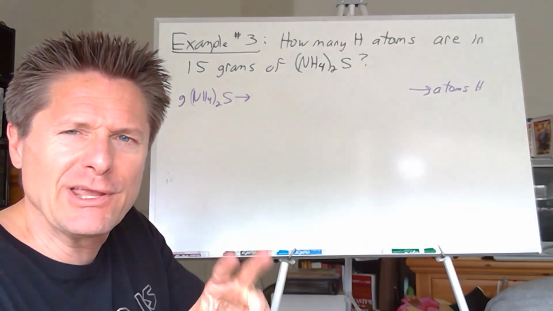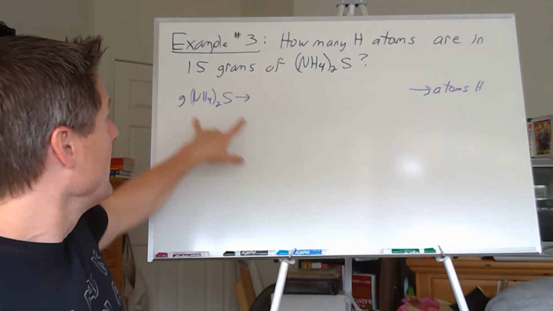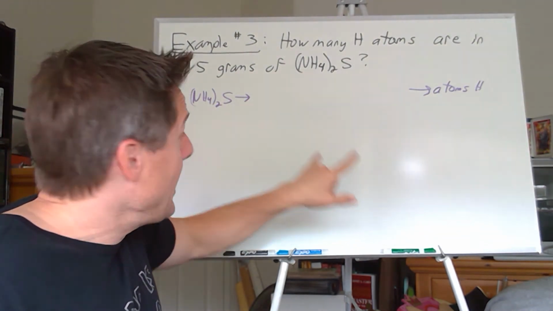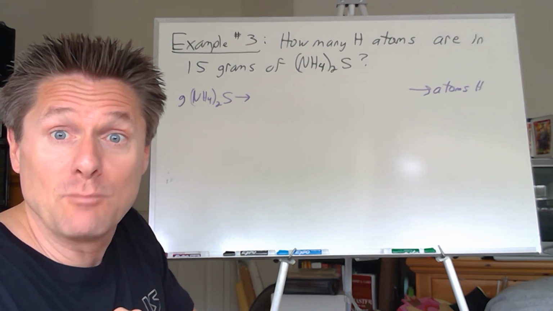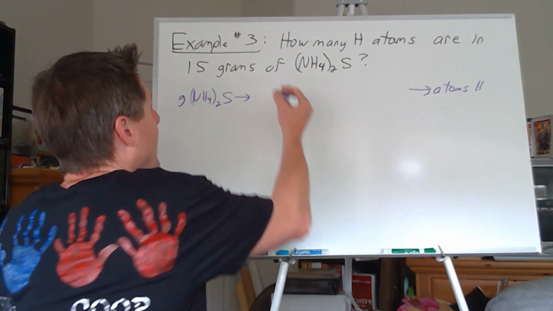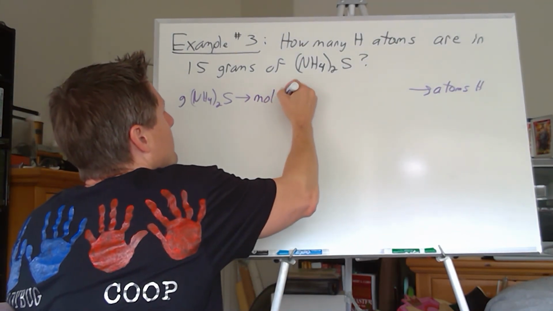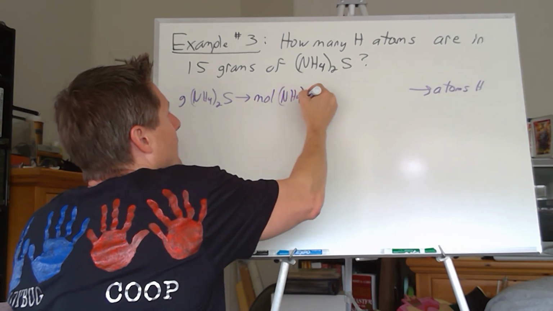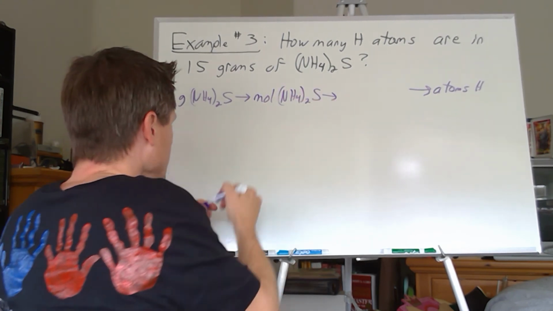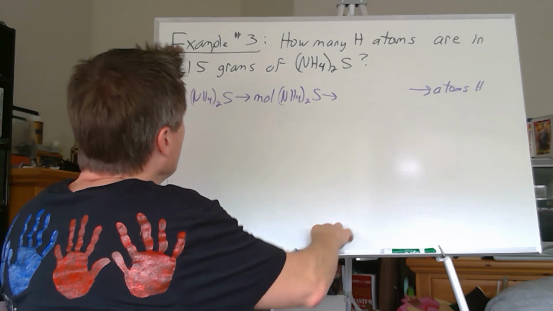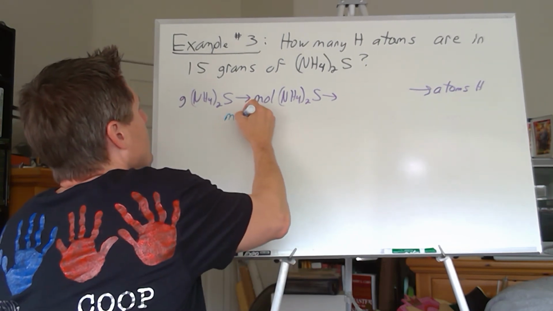It's actually 2 ways we could do this. I think this is the simplest way. So I got to get from grams to moles, right? That's molar mass of any substance. So I can get to moles of ammonium sulfide quite readily, and that would use molar mass.